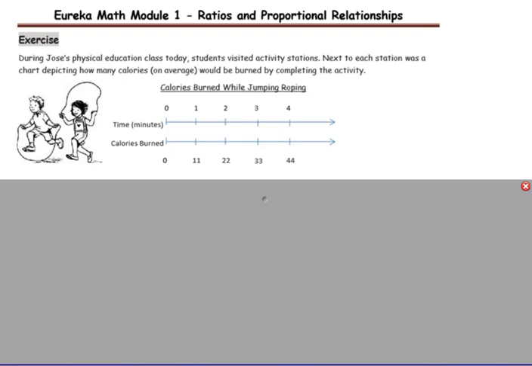In exercise 3, during Jose's physical education class today, students visited activity stations. Next to each station was a chart depicting how many calories on average would be burned by completing the activity. In the chart, we see that in 0 minutes you burn 0 calories, in 1 minute you burn 11 calories, 2 minutes requires 22 calories of energy, 3 minutes requires 33 calories of energy, and 4 minutes you need 44 calories of energy.